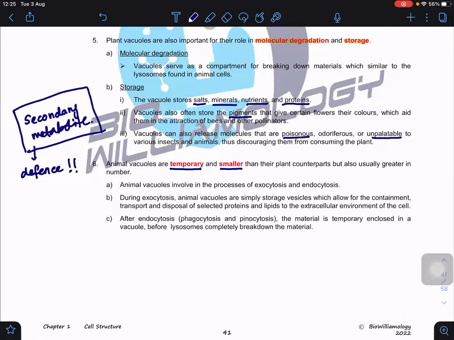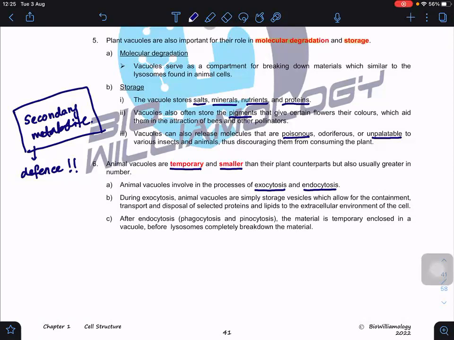Okay. So the animal vacuole, most of the time we also call them a vesicle, because they are small. So they are involved in the process of exocytosis and endocytosis that we have learned. During exocytosis, animal vacuoles are simply storage vesicles, which allow the containment, transport, and disposal.